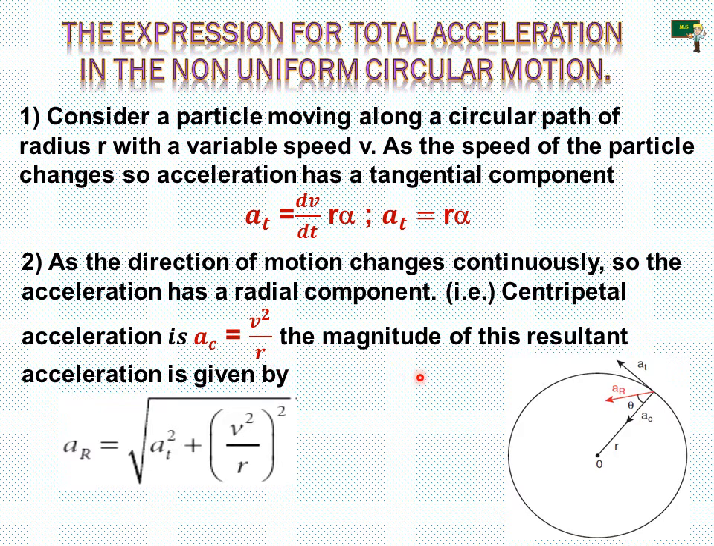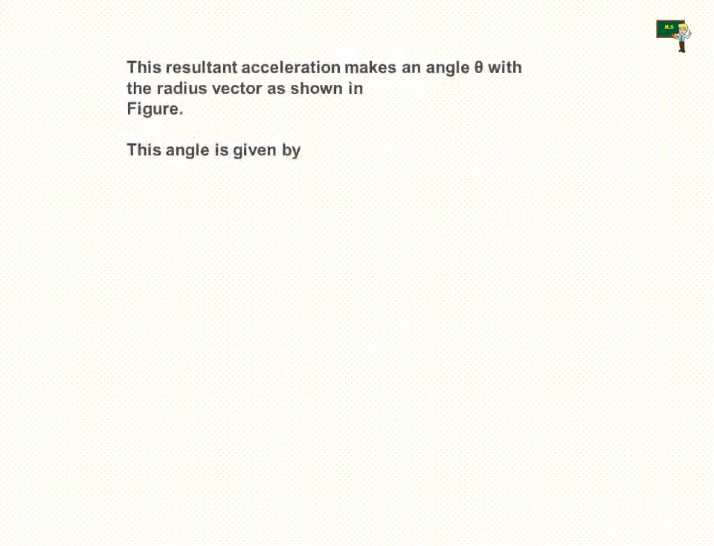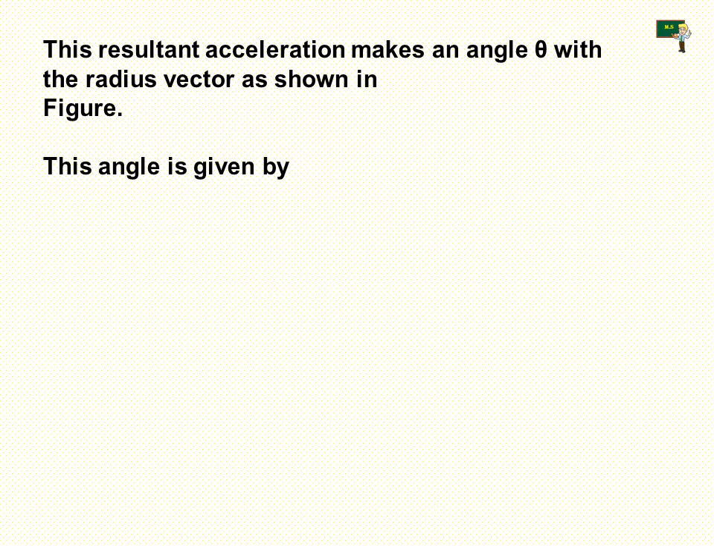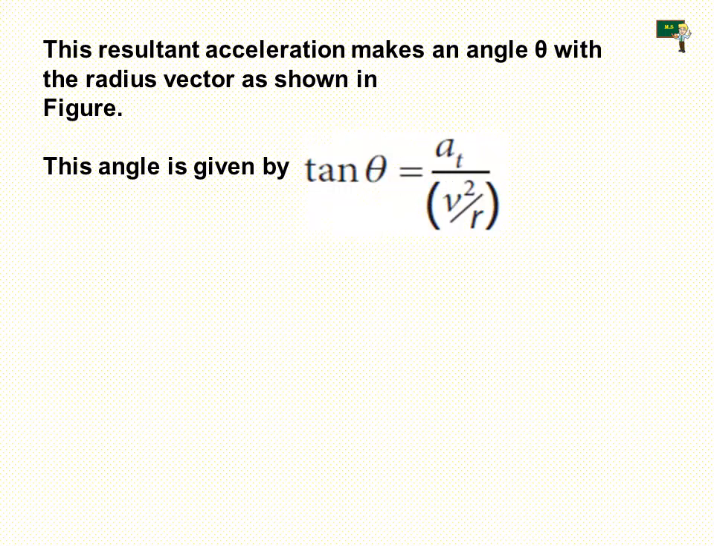The magnitude of the resultant acceleration is given by A R is equal to the square root of a t square plus the bracket v square by r the whole square. This resultant acceleration makes an angle theta with the radius vector, as you saw in the figure. This angle is given by tan theta is equal to a t divided by v square by r.